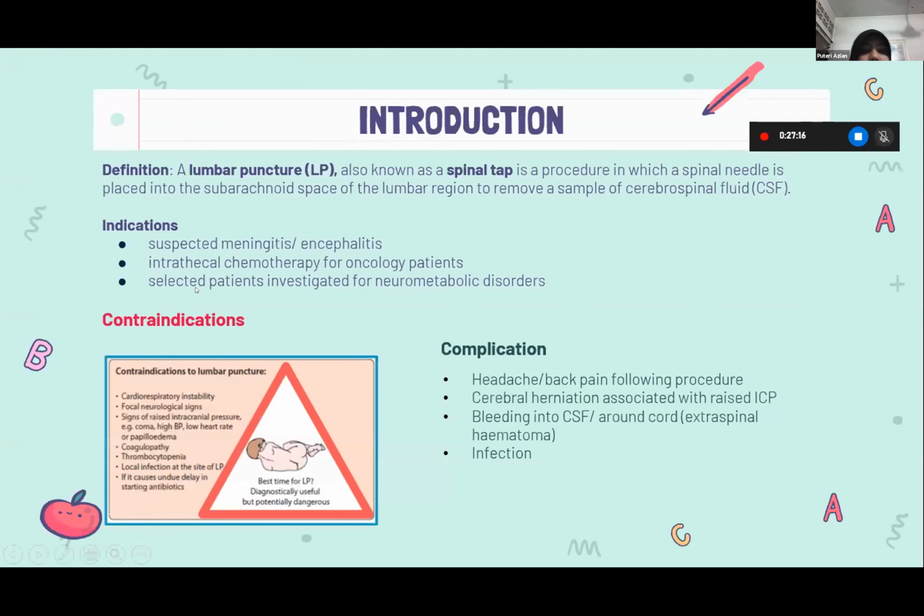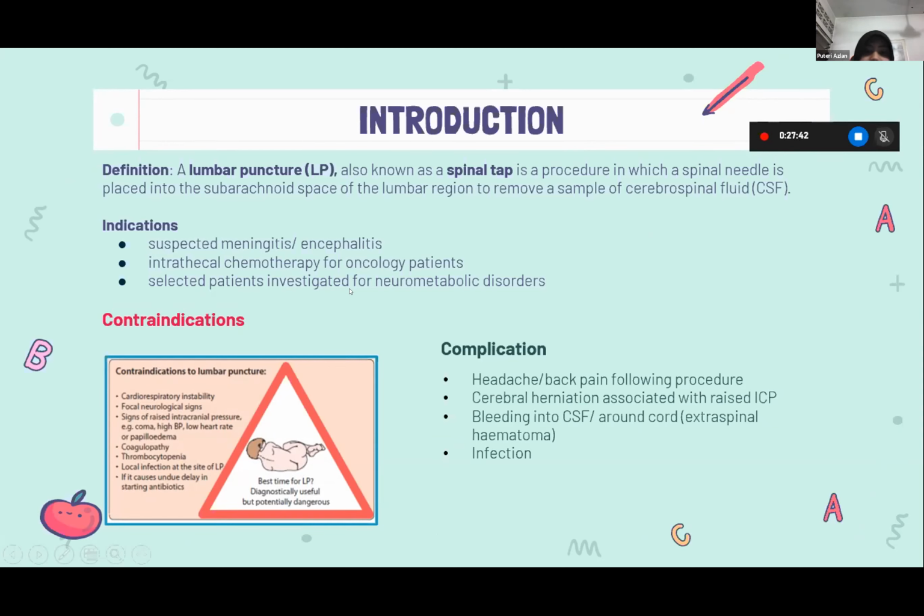So the definition of lumbar puncture, also known as spinal tap, is a procedure in which a spinal needle is placed into the subarachnoid space of the lumbar region to remove a sample of the cerebrospinal fluid, or CSF, for diagnostic or therapeutic purposes. So the indications are for patients with suspected meningitis or encephalitis, intrathecal chemotherapy for oncology patients, and selected patients who are investigated for neurometabolic disorders.